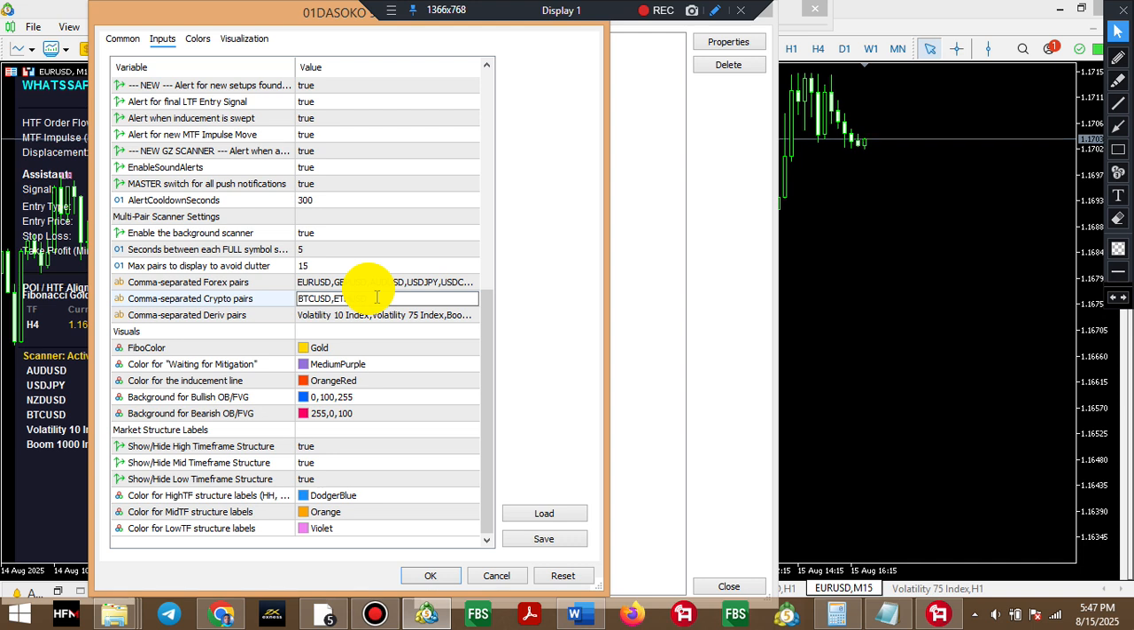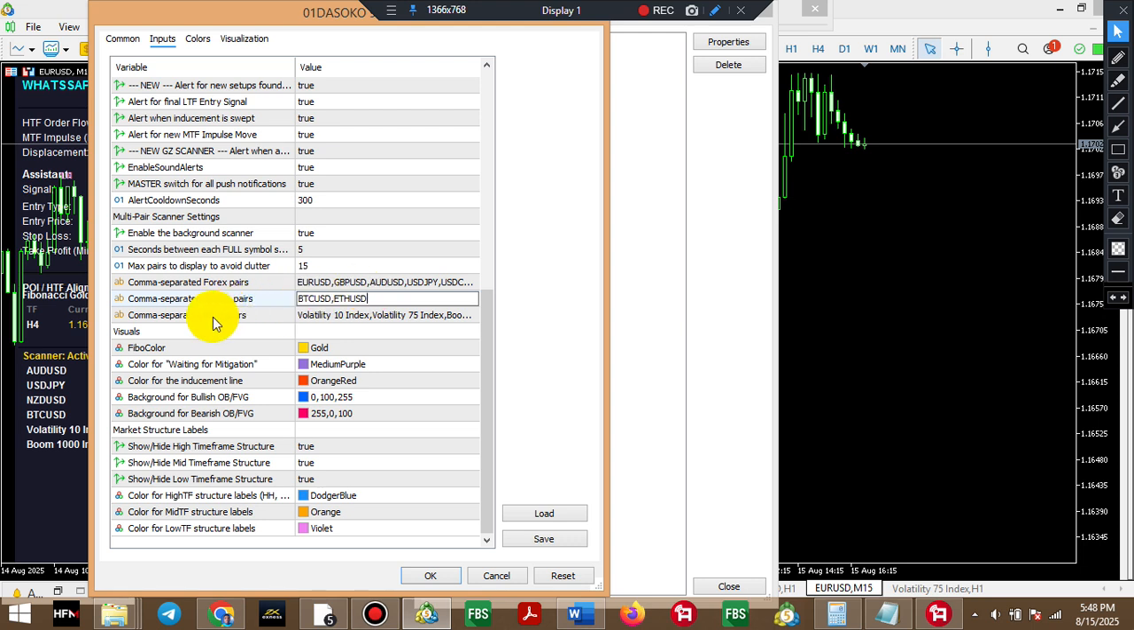Then add the pair, the name, as it is in the market search, right? Add it exactly like that. So when you add it, it's going to display under the scanner. And when there's a possibility of mitigation, it's going to alert you, right? It's going to tell you the time frame and tell you the pair it is.